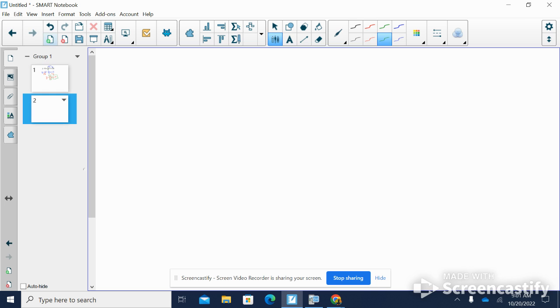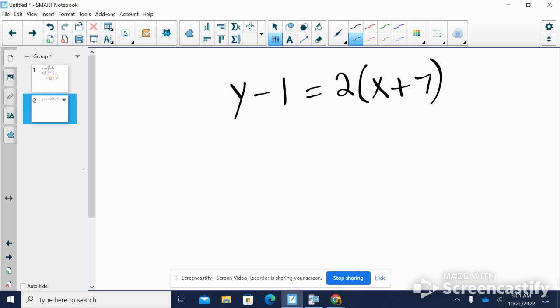Let's just look at another one really quick. y minus 1 equals, let's do 2 parentheses x plus 7. Right? Changing this quickly into slope-intercept form. If you want to pause it and try it on your own, please do so. But if not, please pay attention, and maybe you can go back and try it on your own later on.